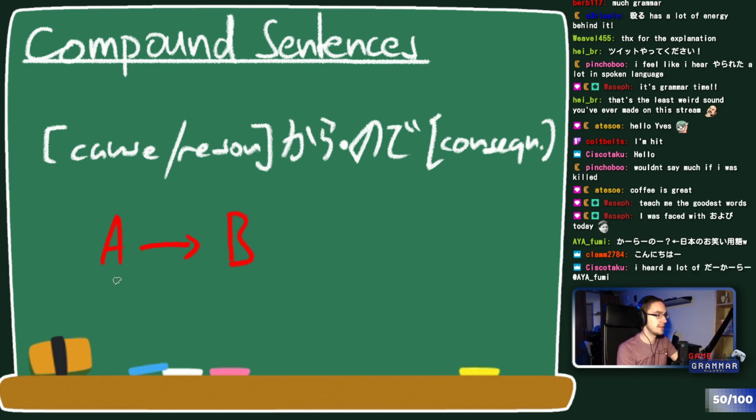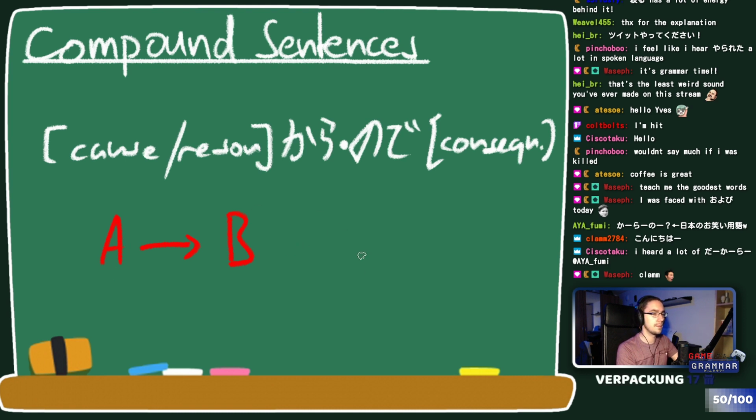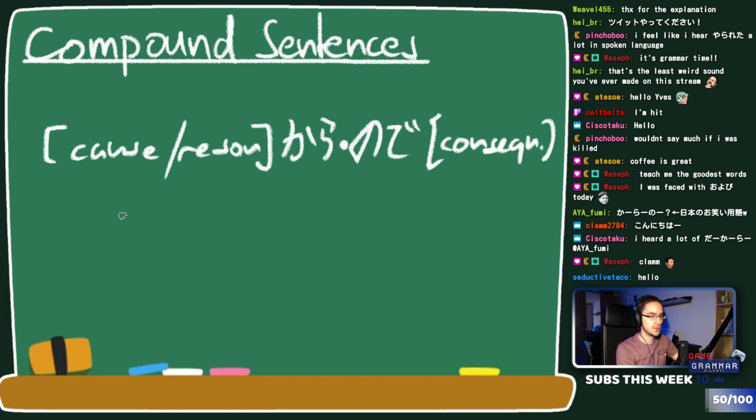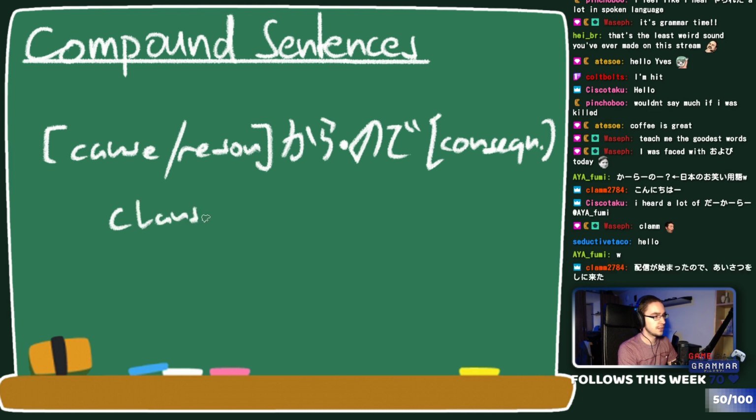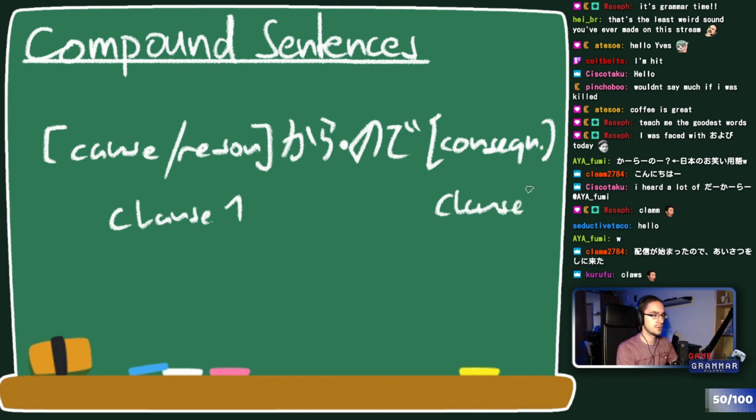So A happens, and that will cause B to happen. You hear "da kara" a lot. That's true. So we'll have a cause and a consequence, and both of these will be clauses. Not to confuse cause and clause. So this will be clause 1, and this will be clause 2. This is where things get exciting.